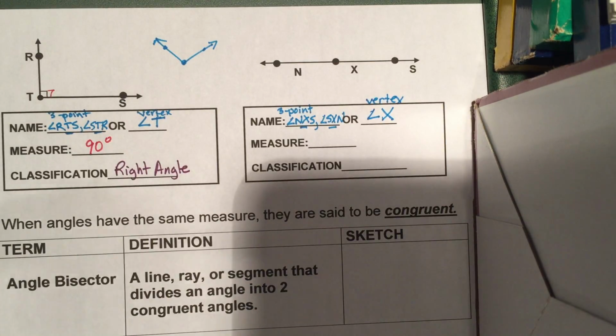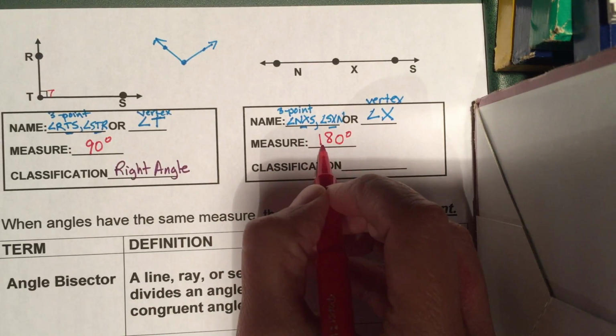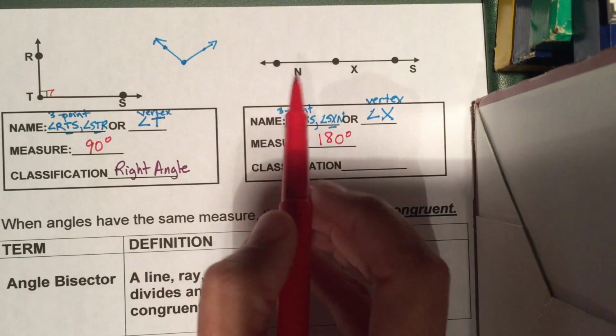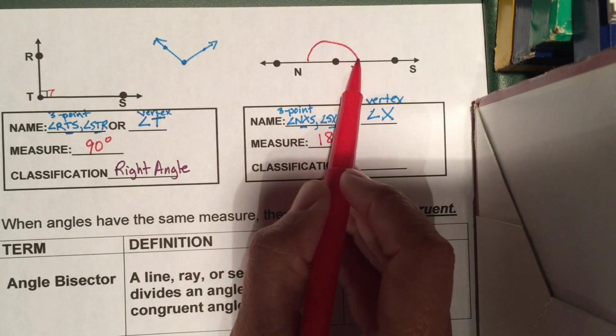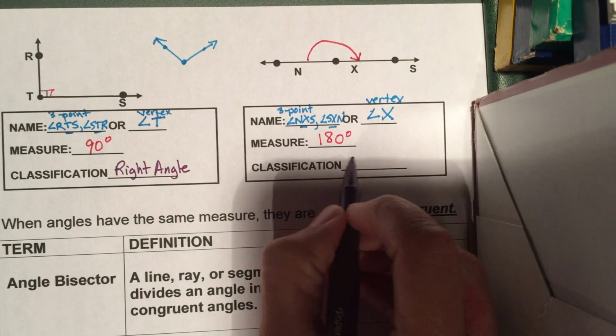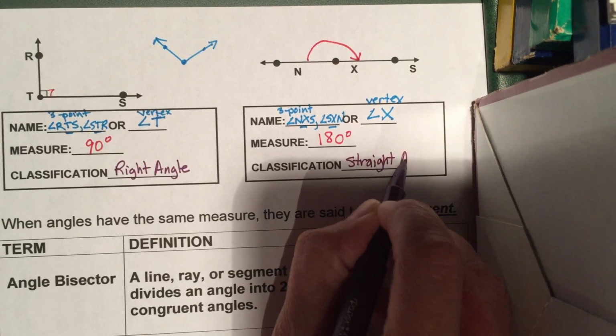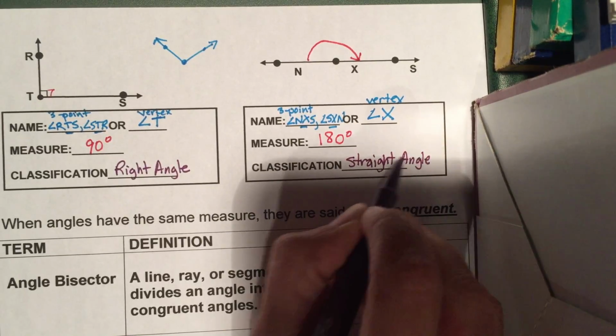Now, this is going to be a straight angle. The measure of this angle is 180 degrees because it's a straight line. If you go from here to here, that's 180 degrees, okay? So we call this a straight angle because it is basically a straight line. So that is a straight angle.